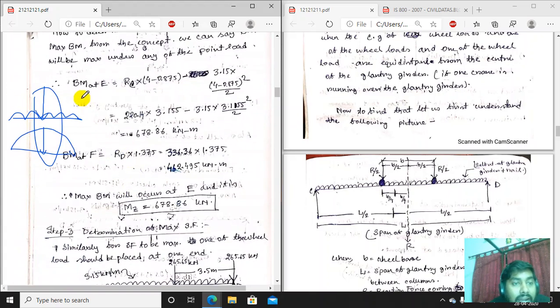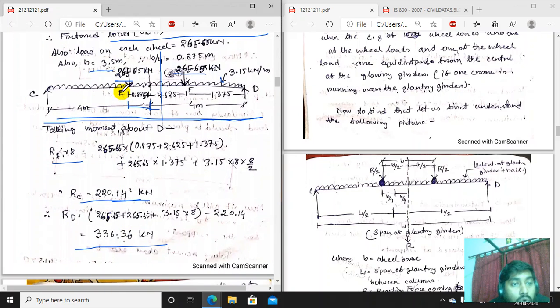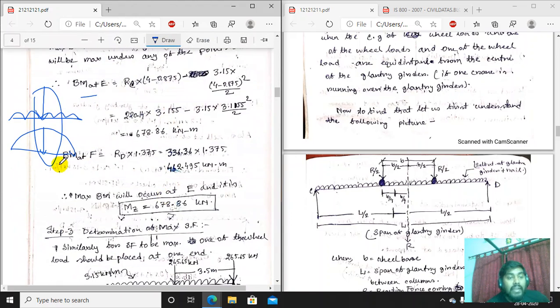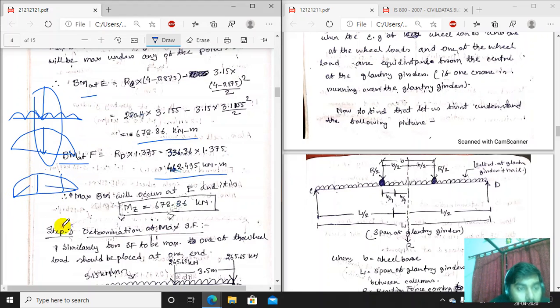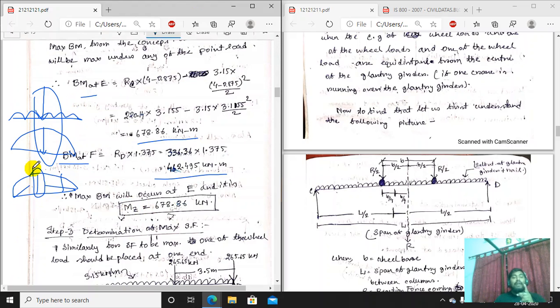So first, the bending moment at E. I think you know how to determine the bending moment at E and at F. I have used that formula, this concept, to determine the bending moment at E. The values we are getting are 678.86 and 462.495. If we draw the bending moment diagram like that, with one load and another load, the value will come like that. The maximum value of the bending moment we are getting at this position.